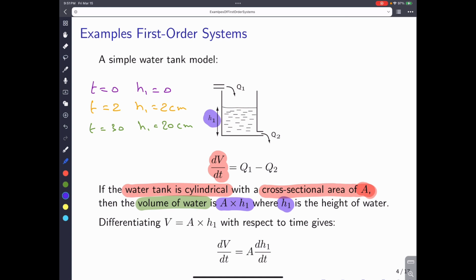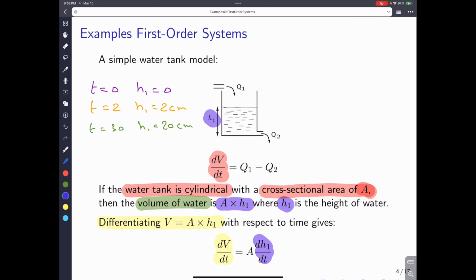Well, what I can do with that is differentiate that equation. So that equation is the volume equals the area times the height. And I can differentiate with respect to time, and all that happens is if I differentiate V, it turns into dV by dt. If I differentiate H1, it just turns into dH1 by dt. What happens to the A? Well, the A is a constant. I mean, the shape of the tank is not going to change. So A is effectively a constant, and that's why that's left there.